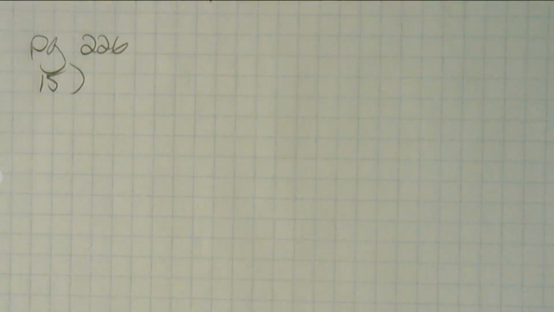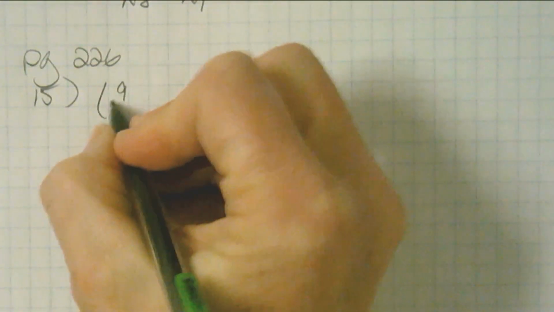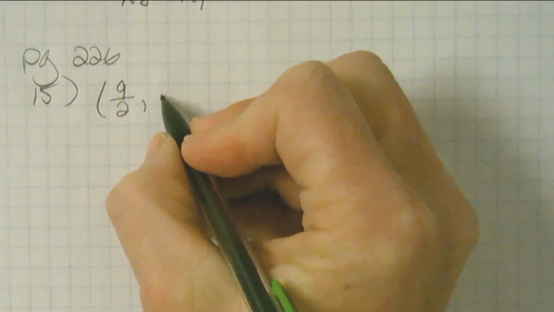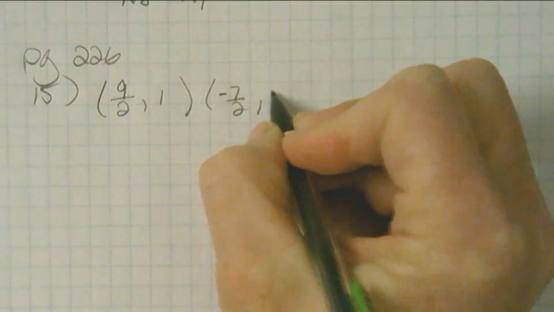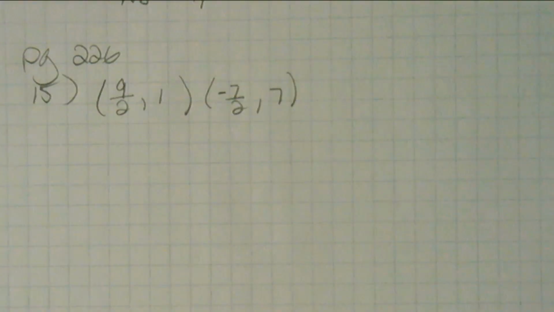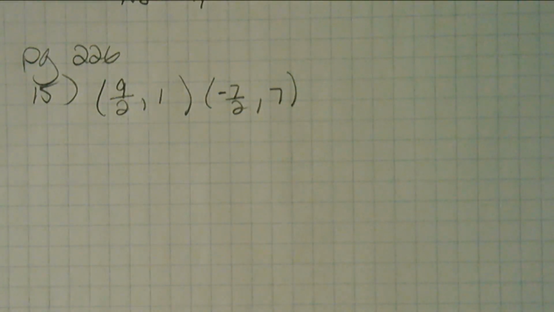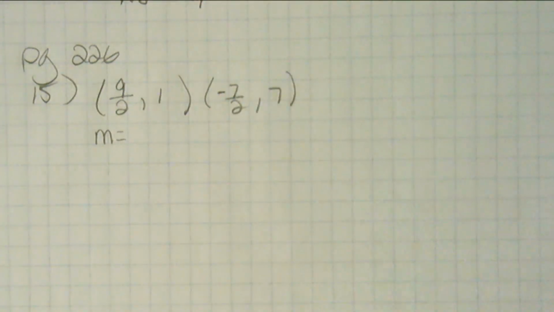All right, so if we take a look at number 15. Number 15 said we have the point 9 halves, comma 1, and the point negative 7 halves, comma 7. Write an equation of the line that passes through the points. Is this the one you're talking about? Awesome. Okay. So the first thing I need to do is I need to find slope.